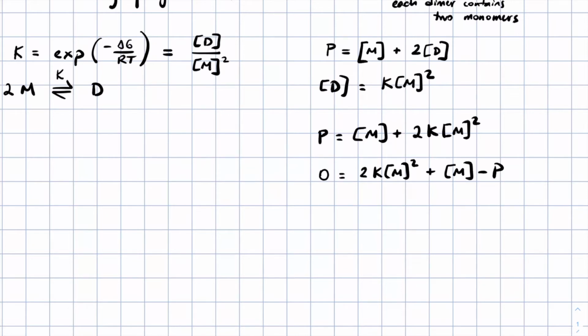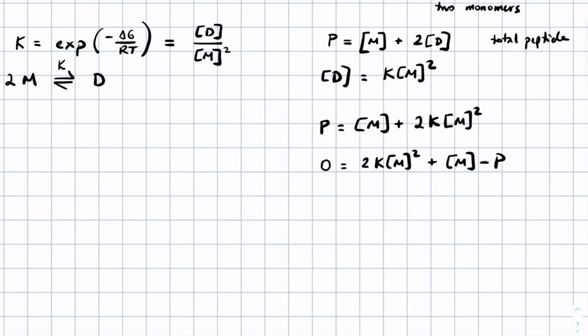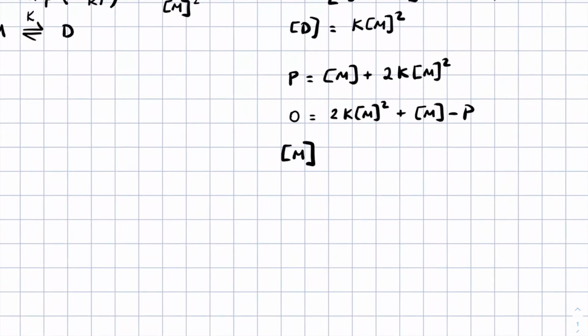K is a constant we need to determine from delta G. P is a constant that we know. It's the total peptide concentration. And with this equation in hand, we can use the quadratic formula to solve for what the monomer concentration should be as a function of equilibrium constant and total peptide concentration. So we're simply going to apply the quadratic formula here.